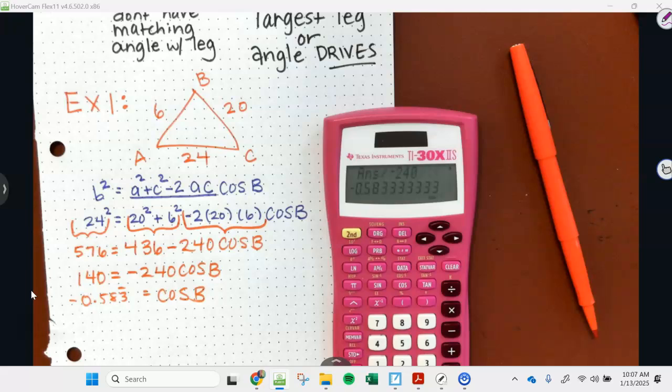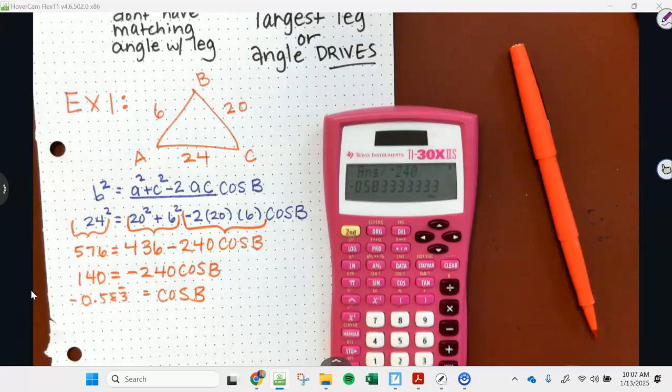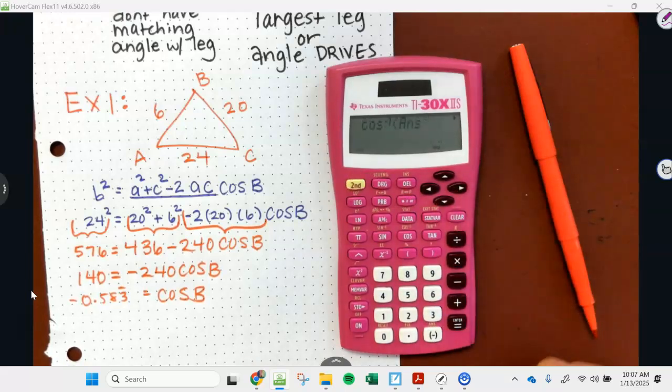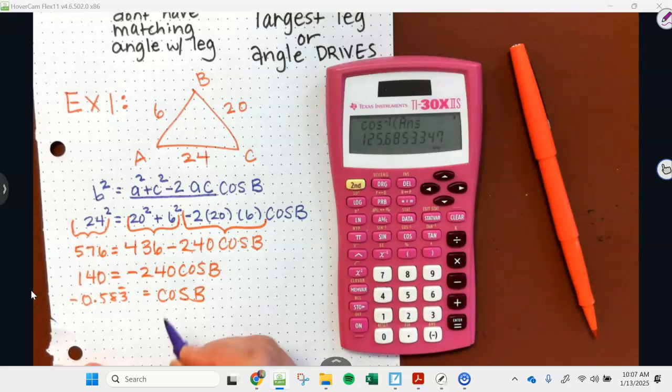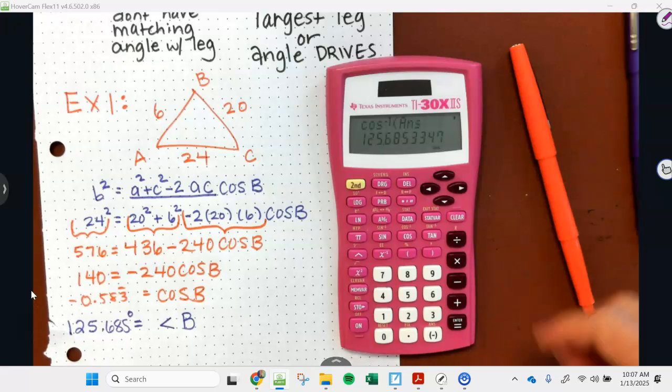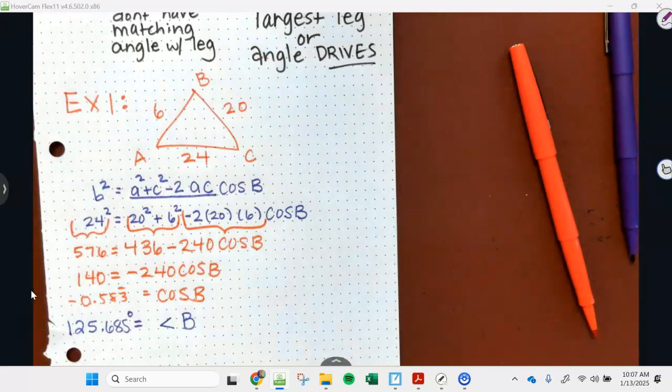But do remember we're working with law of cosines. So we're going to hit second cosine, second answer. So that angle is 125.685 degrees. So angle B is 125.685 degrees. And guys, once you use law of cosines, you don't use it again in the same problem.